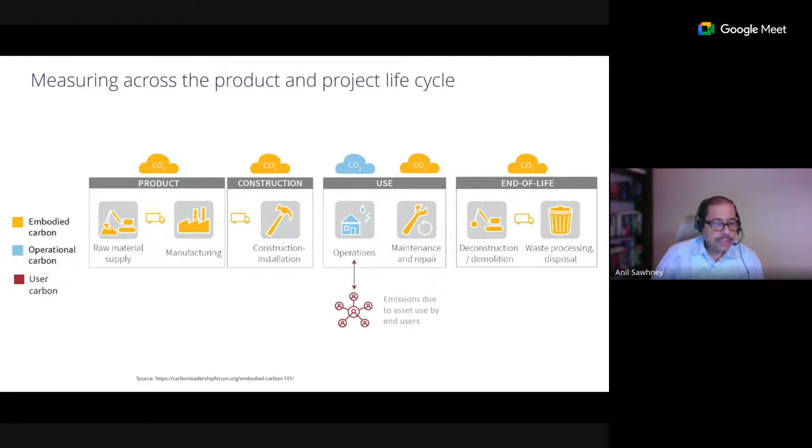Within this assessment that we do, we are going to be categorizing further. Remember, if we do across supply chain, it is Scope 1, Scope 2, Scope 3. When we do across life cycle stages, we are going to categorize emissions into embodied carbon, operational carbon, and user carbon at the very least. There are more, and I'm going to go over that also shortly.